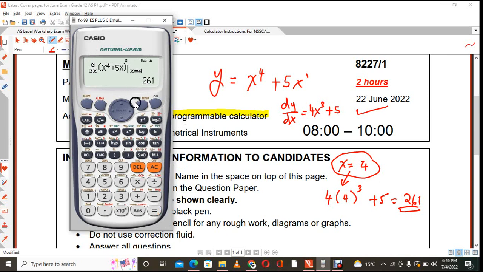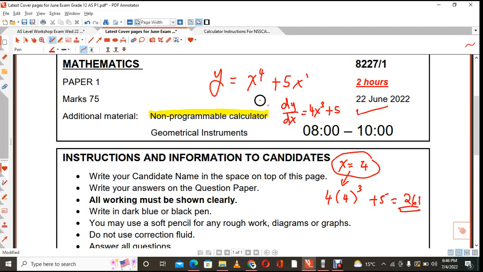So now if you just write 261, and this is a 3-mark question, we have no way of seeing what working you have done. How did you justifiably get to that answer? So we need to be able to see the skills of whether you are able to differentiate and then apply that concept by substituting that particular value into that derived function. So these calculators are therefore not allowed.